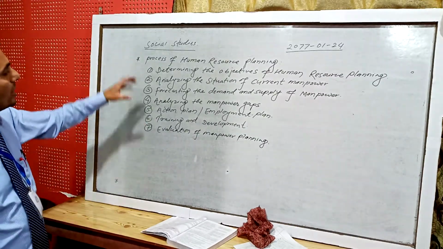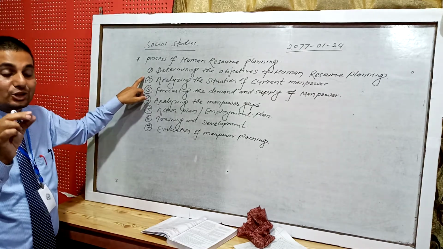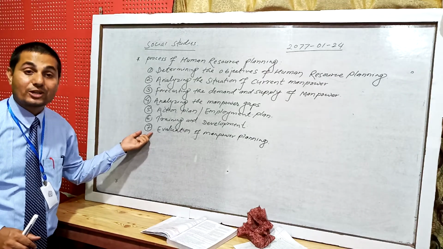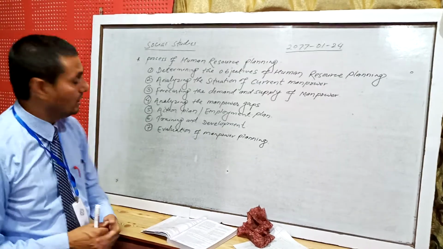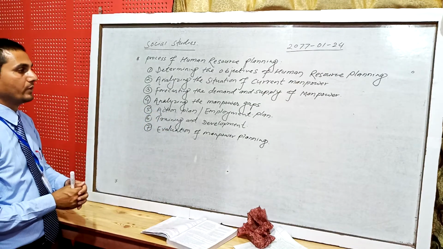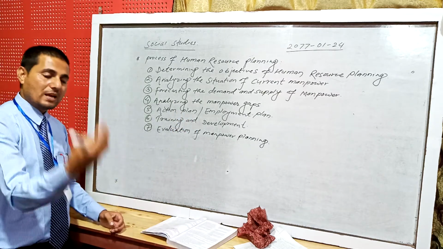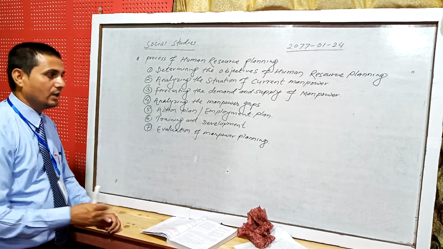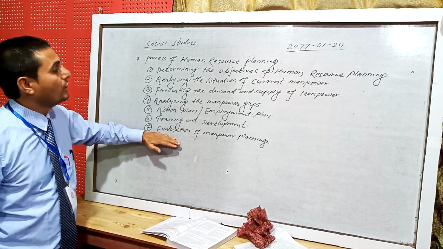So dear students, don't get confused that it is a short answer type of question, but sir has given 7 points. Don't get confused, this is the process, the certain process we need to write here. First determining the objective, analyzing the current manpower situation, and forecasting the demand and supply of the manpower, gapping, analysis of manpower gapping, action plan or the employment plan, training and development, and finally it is the last step of human resource planning.